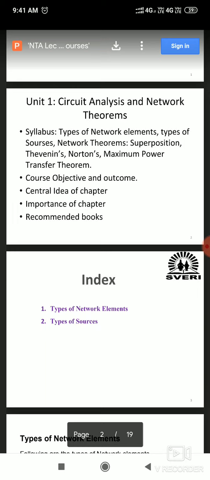So, recommended books. Circuit and Network by Sudhakar and Shyam Mohan Palli. Okay, Sudhakar and Shyam Mohan are the authors. So that will be a good book. And some reference books are there. You can use them.